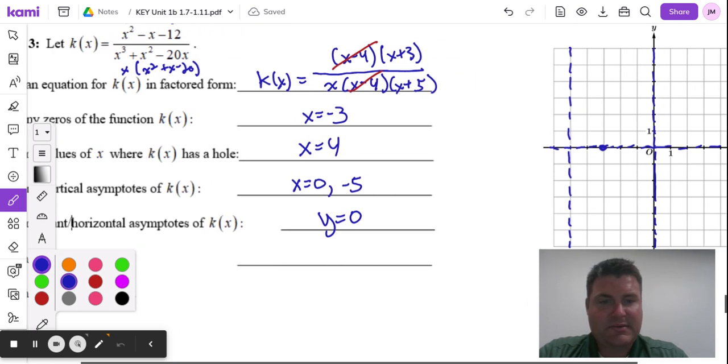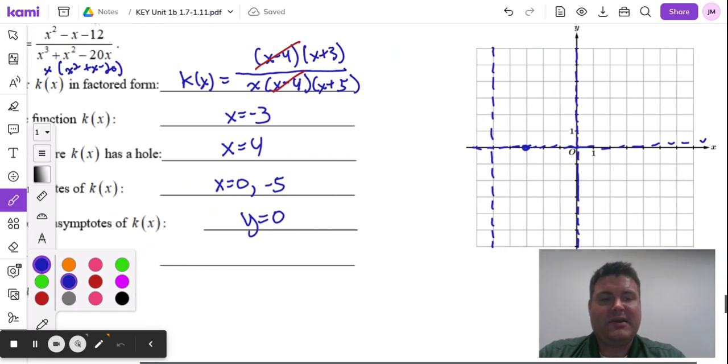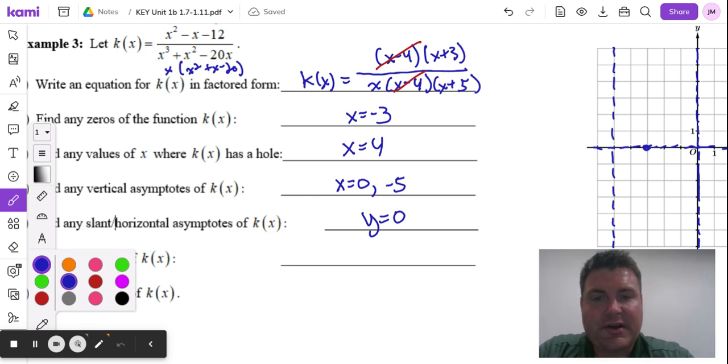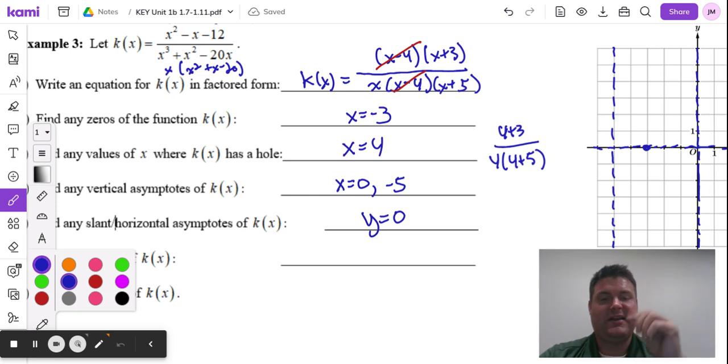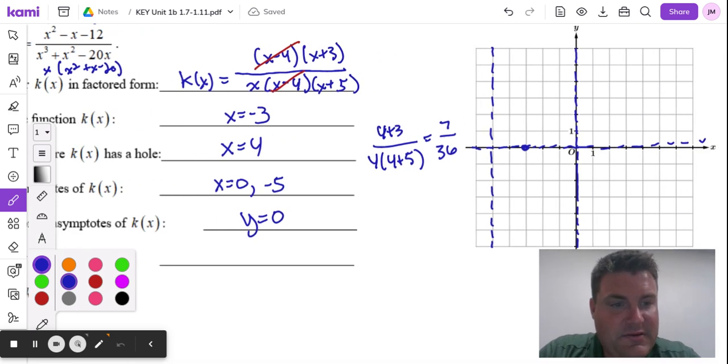What else have we got here? I think we've got everything except for the hole. So the hole is at x equals 4. Where is that on my graph? If I plug a 4 into my new k, I'm going to get 4 plus 3 on top over 4 times 4 plus 5. That's giving you the height of my hole, which is 7 over 36. So it's just slightly above.